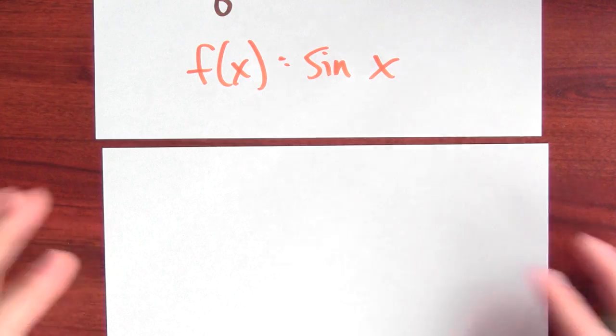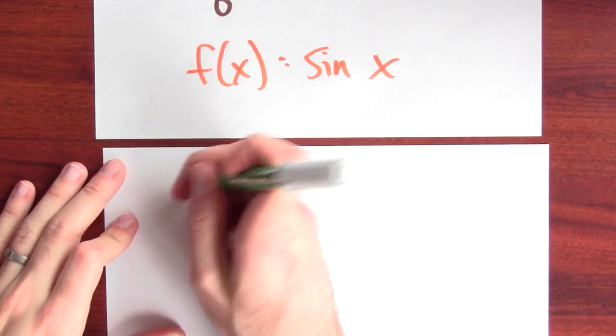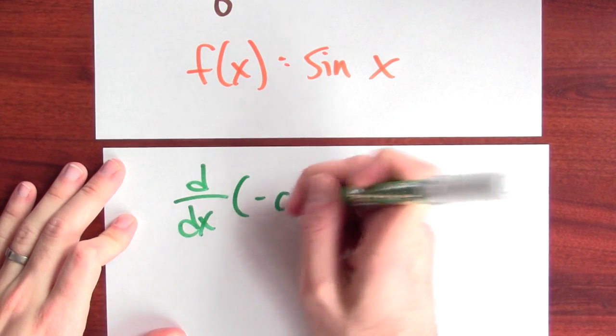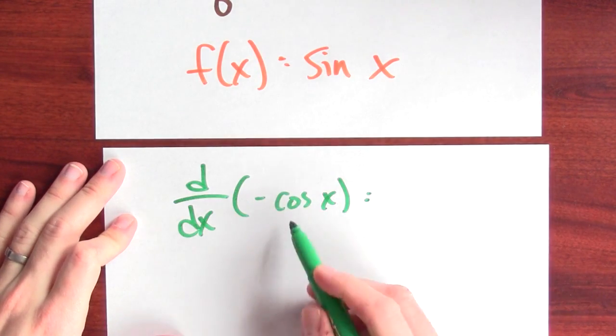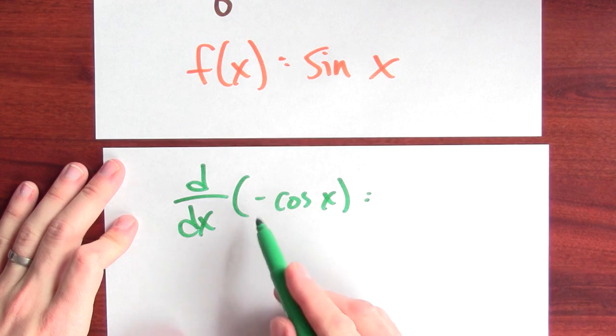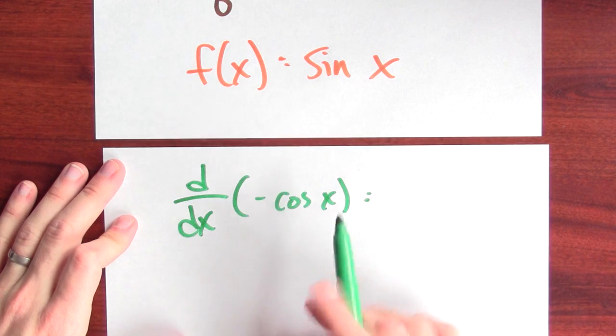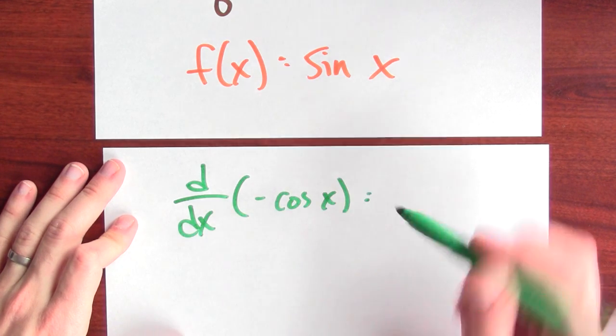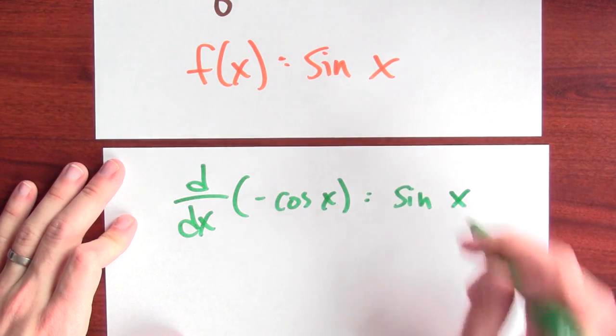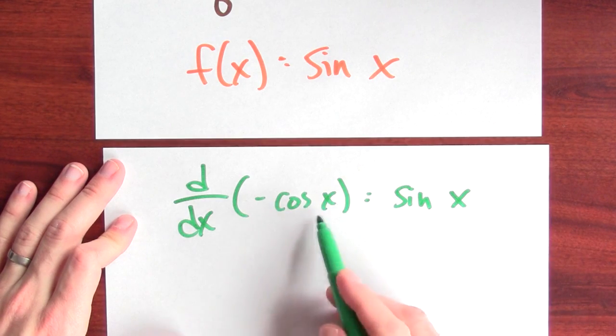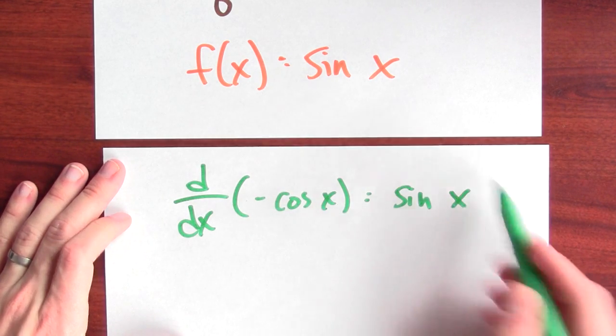Now I need to find an antiderivative for little f, right? I need a function whose derivative is sine of x. I know one already, right? The derivative of minus cosine of x. So what's the derivative of cosine? It's minus sine, but then I've got a minus sign there. It's a little joke, right? The derivative of minus cosine of x is sine of x. So minus cosine of x is an antiderivative for sine of x.